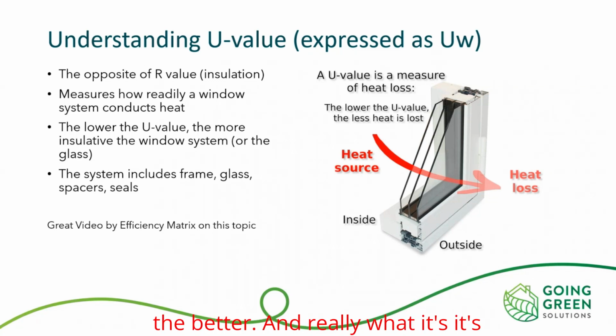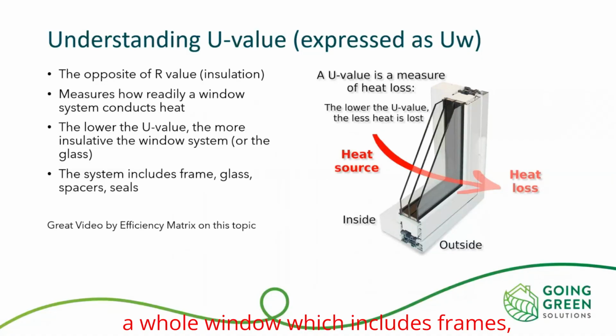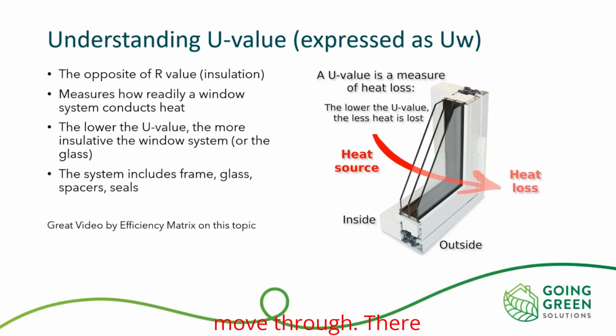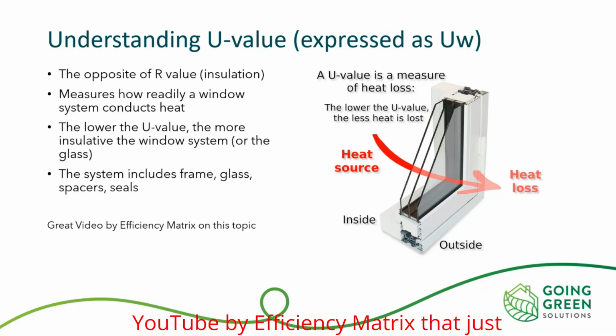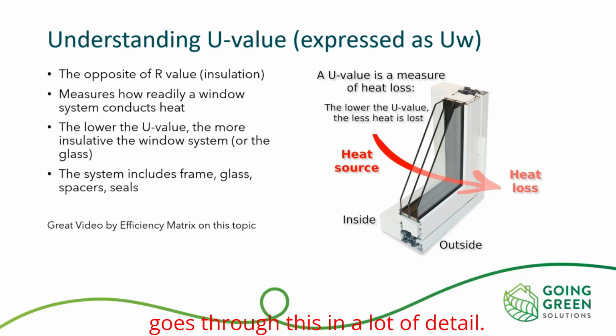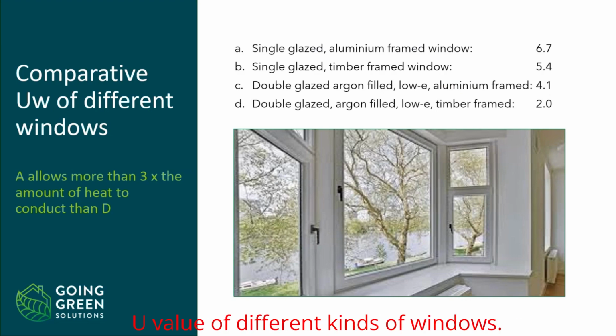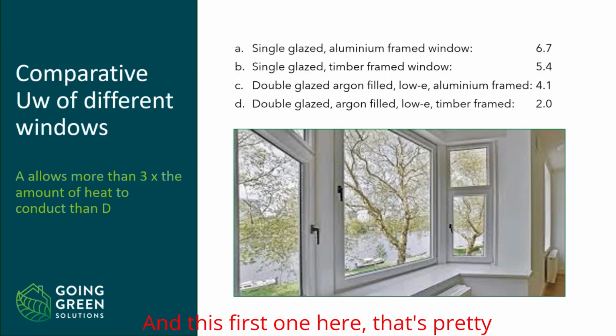And really what it's reflecting is how well a window, a whole window, which includes frames, glazing, all of the bits and pieces, how well that reduces the ability of heat to move through. If you want to learn more about this, there's a really great video on YouTube by Efficiency Matrix that just goes through this in a lot of detail. But as an example, this shows the comparative U value of different kinds of windows.